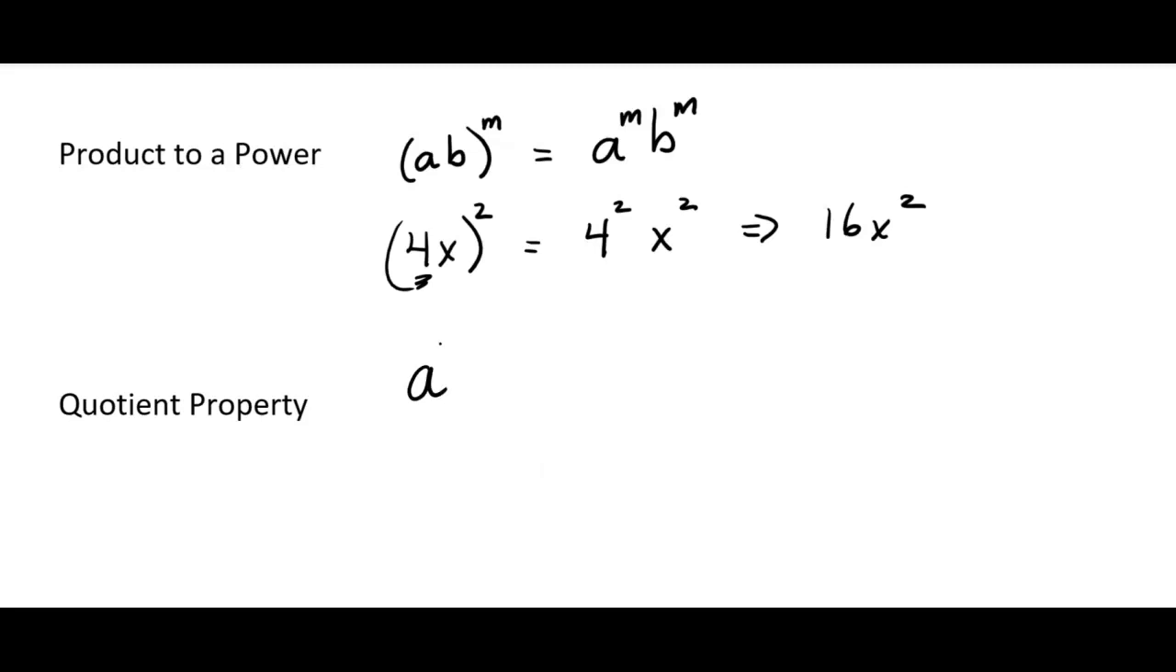Quotient property. So if you have a to the m divided by a to the n, notice the bases are the same, then you can subtract those exponents. And it's going to be the numerator minus the denominator. Subtraction is not commutative, so we have to keep that in the right order. So let's say I had x to the 7th over x to the 3rd. I can subtract the exponents and have x to the 4th. Okay? All right.